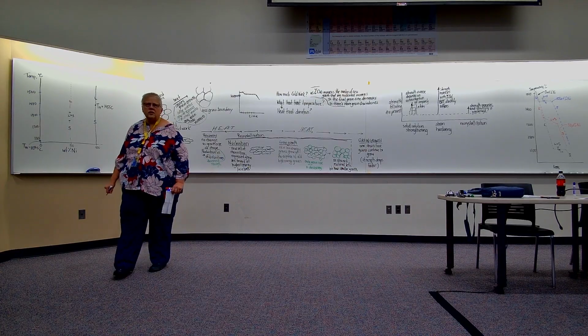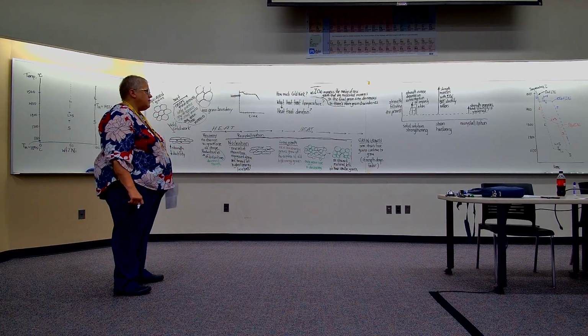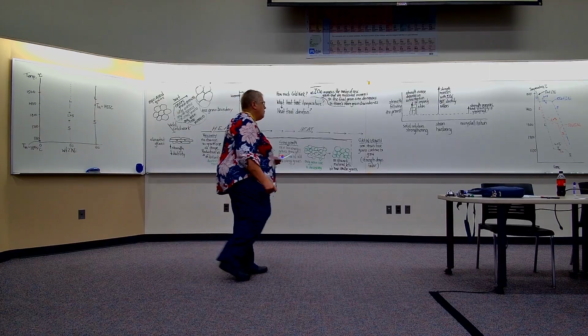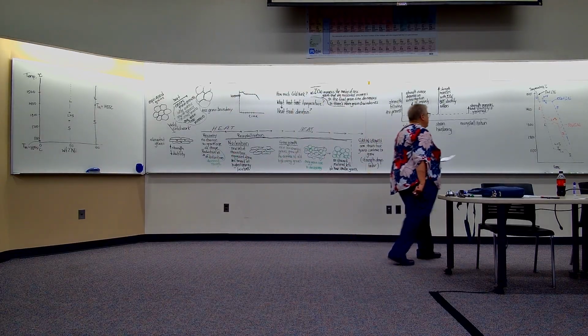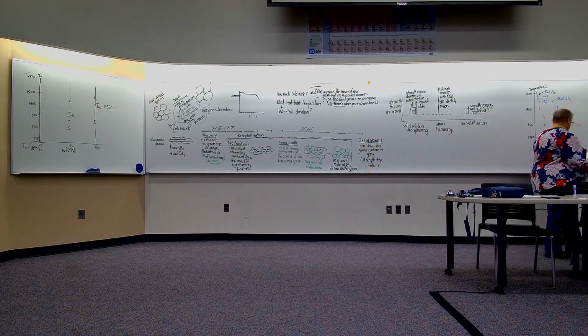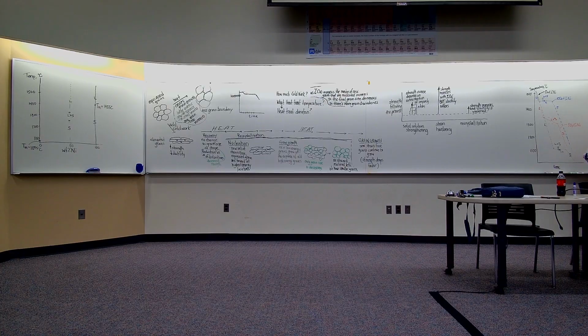All right, well, let's look at the 25 and the 75. What's made up here? So all 0% nickel, all copper, above 1085 is liquid, below 1085 is solid.